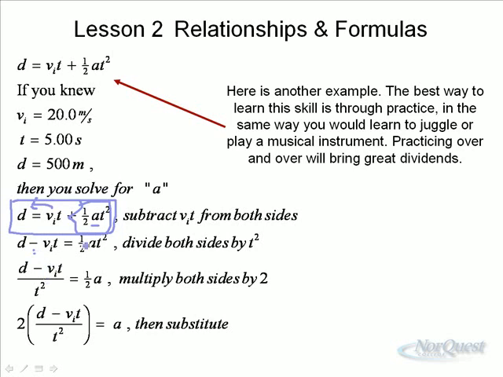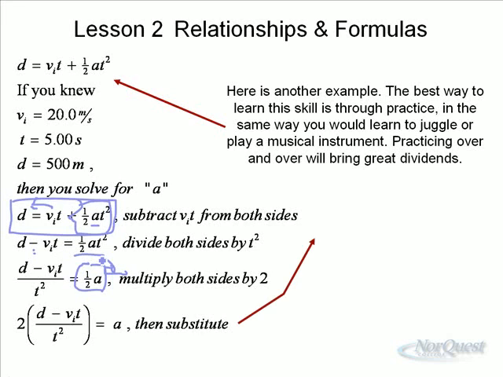Then to isolate a, we divide both sides by t squared. And we end up with (d minus v_i t) over t squared is equal to 1/2 a. The last step is to take this right side, and to get rid of the half, you multiply by 2. Whatever you do to one side, you do to the other. So we multiply the left-hand side by 2, and we end up with 2 times (d minus v_i t) over t squared is equal to a.